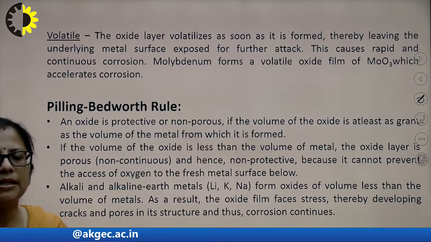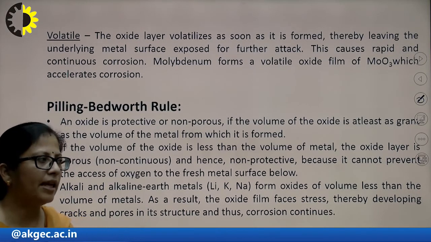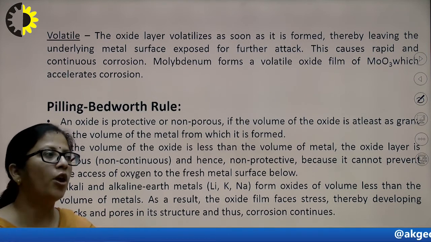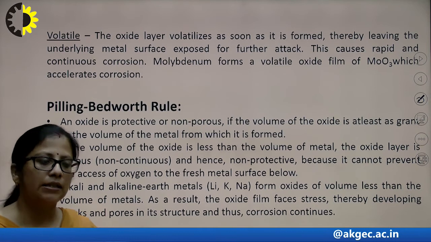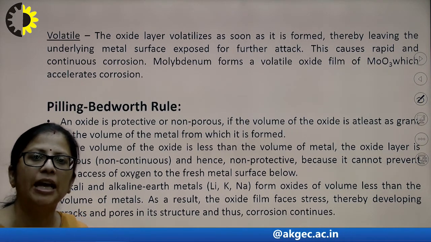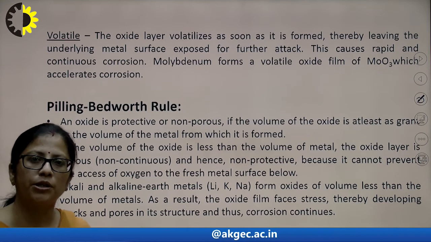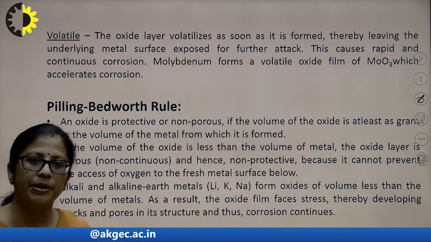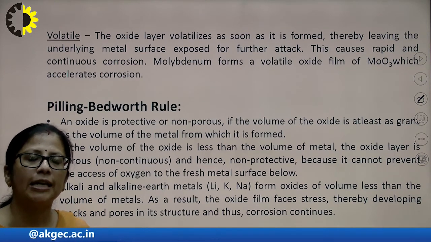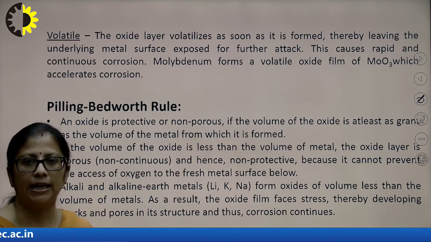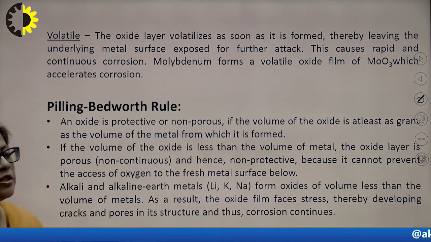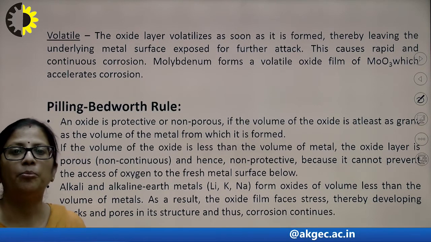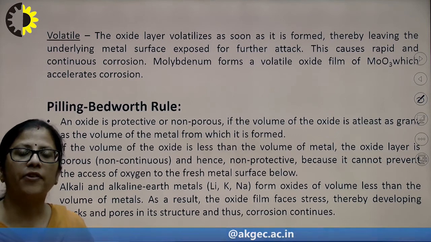Next is the volatile layer. As the name suggests, as soon as the oxide layer is formed, it volatilizes and the new metal layer is exposed for further corrosion. So, in this case continuous corrosion takes place and this corrosion is rapid. Corrosion will continue till the entire metal gets converted into its oxide. One example is molybdenum. Molybdenum forms a volatile oxide film of molybdenum oxide which accelerates corrosion.